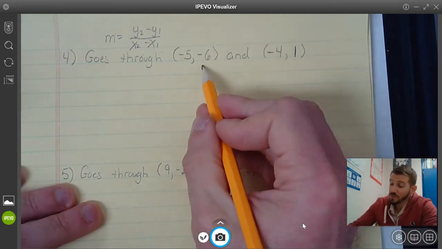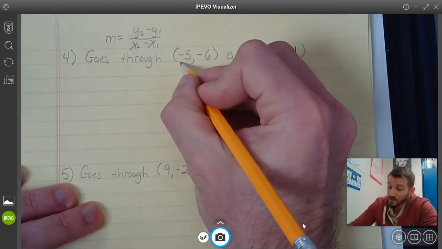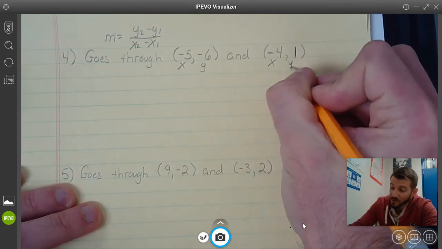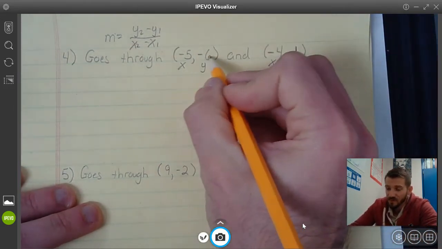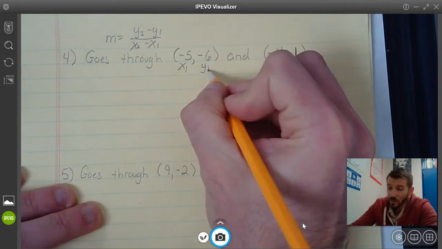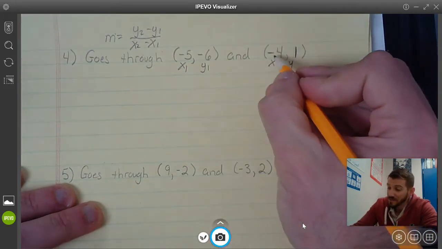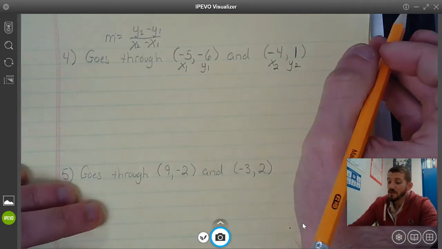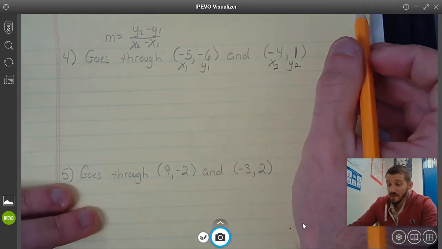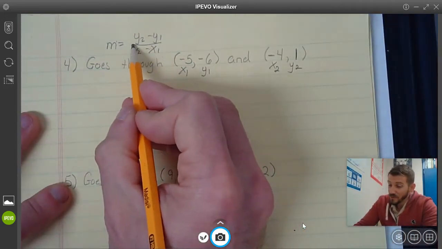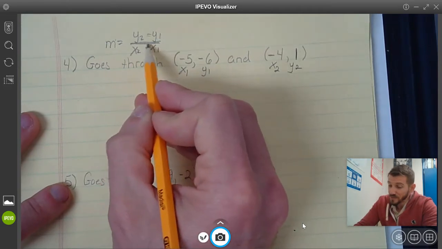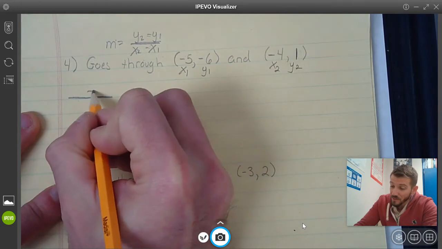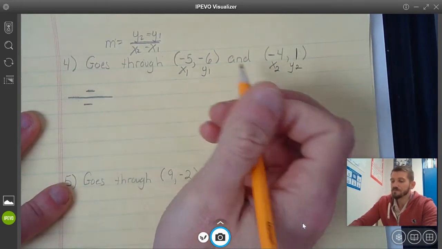So here's 2 points. How do we label them? Well, I call this x and I call this y, and I call this x, and I call this y. But this is my first point, so that's x1 and y1. This is my second point, so I call it x2 and y2. So previous lesson we always stressed that the formula already has a bar and two minus signs in it. So that's where you should start, the bar and two minus signs.